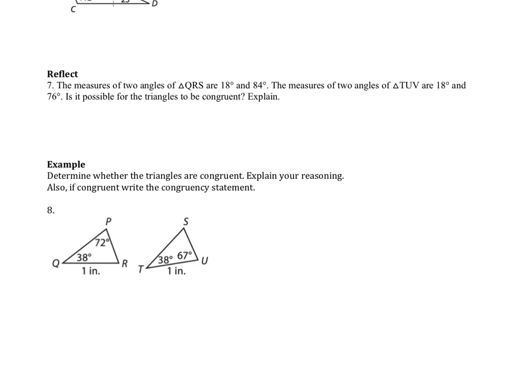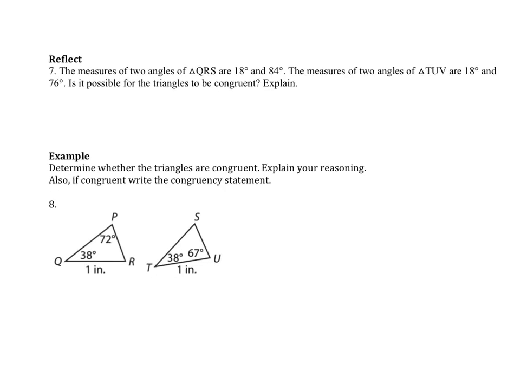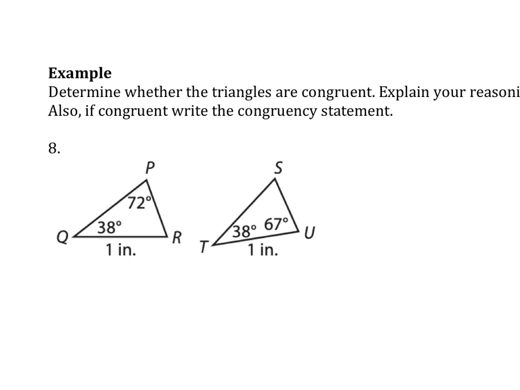All right, so let's look at number 8. Determine whether triangles are congruent. Explain your reasoning. Also, if congruent, write a congruency statement. So as we look at this here, we have a couple of things that we know. We have 1 inch and 1 inch. I have 38 and 38. And then we have these missing angles here, angle R for this triangle and angle S for that triangle. But we do know we can find the third angle because we know total angles in a triangle add up to 180.